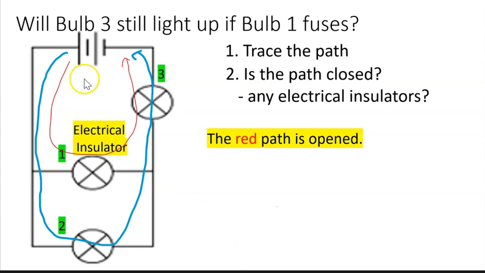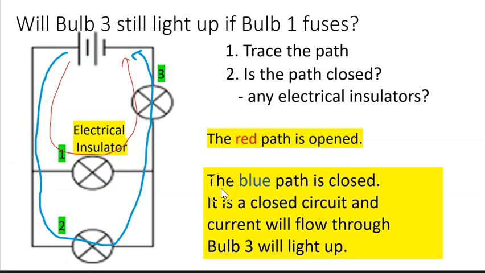In this case, the red path is open because of the fused bulb 1. But there's no electrical insulator along the blue path. The blue path is closed. It is a closed circuit and current will flow through. Therefore, bulb 3 will still light up.